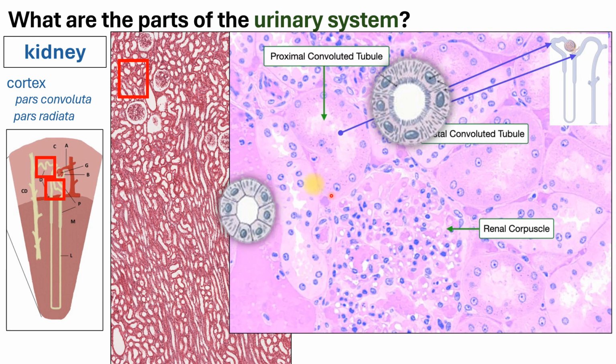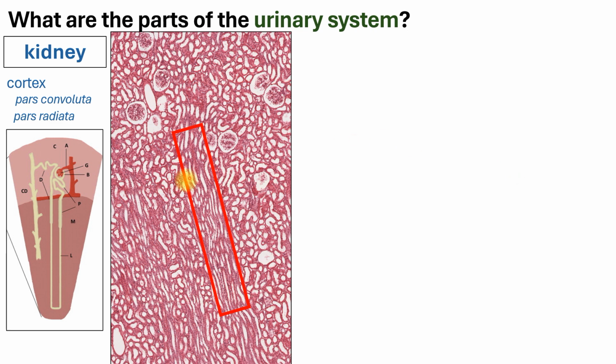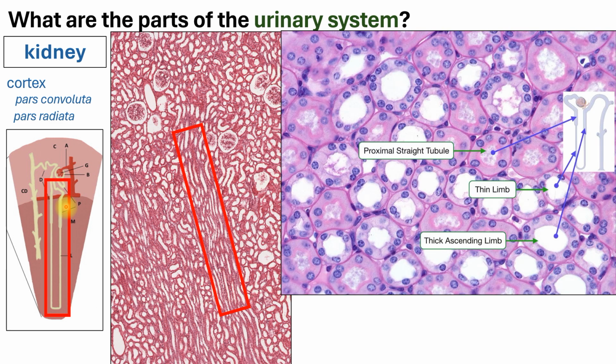For so again, distal convoluted tubule, and if it has a complicated, more fuzzy luminal area, that would be your proximal convoluted tubule. For the pars radiata or this part, you'd have your proximal straight tubule, and then you would also have your thin descending limb, thin ascending limb, and thick ascending limb.